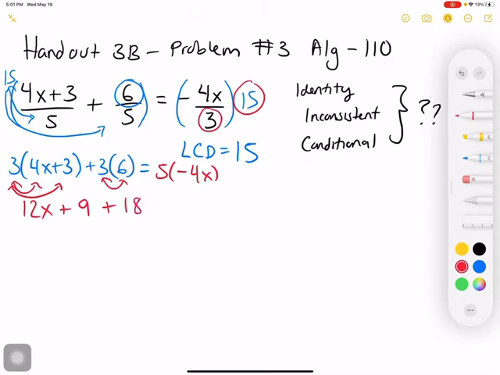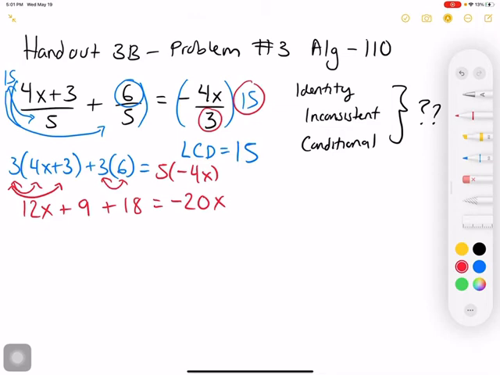Okay, 6 times 3, that's 18. And on the right side of the equation, that has to be a negative 20. 5 times negative 4x. Okay, I'm going to keep going. I'm going to try to solve this equation.